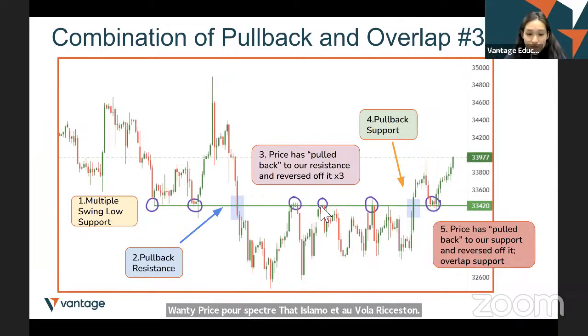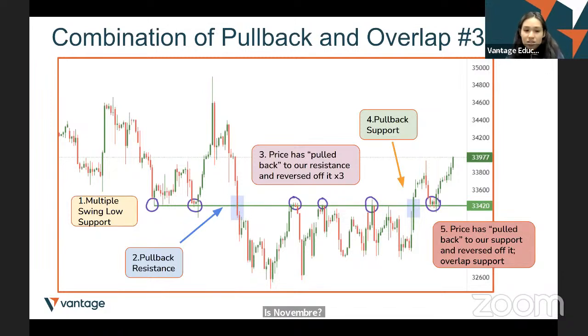And you can see price reversed off of this level 3 times, right? And then broke through again, now making it a pullback support. And then once it touches this same level again, it's now an overlap support. So you can see how significant this specific level is because price is constantly testing this 33420 level.